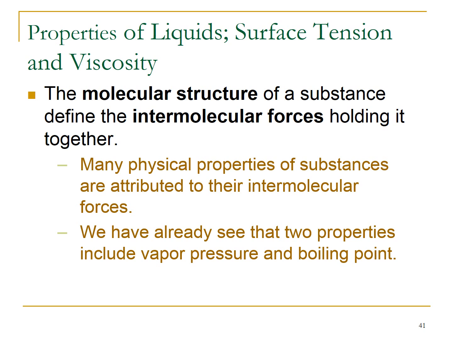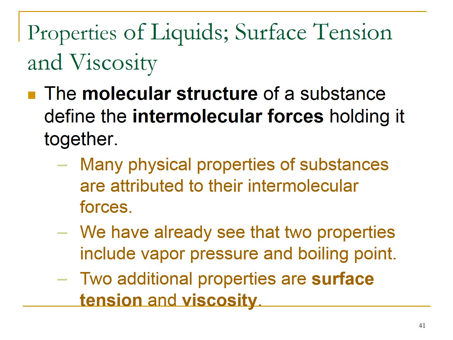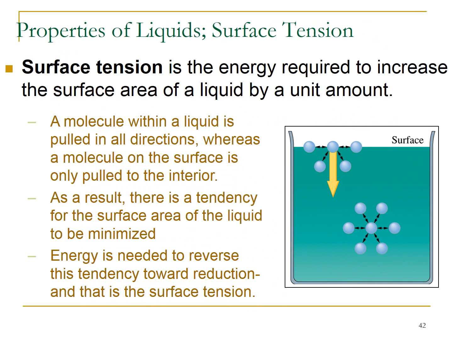There are other physical properties that we're going to look at now. Two additional properties are surface tension of liquids and viscosity. So first of all, surface tension. Surface tension is technically defined as the energy required to increase the surface area of a liquid by a unit amount, which is sort of hard to imagine. But basically, you've seen it before. If you try to lay a penny on the top of water, you can do that. Or we've seen these bugs that kind of stand on the top of water, and that's because of surface tension.